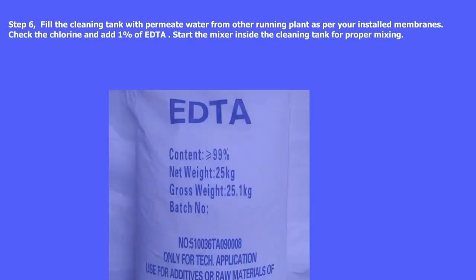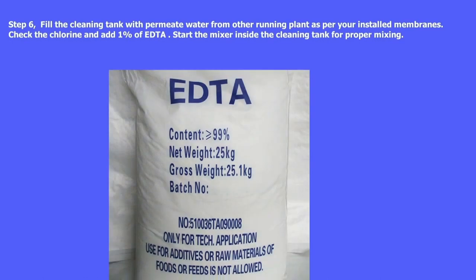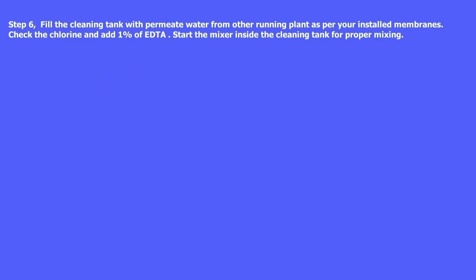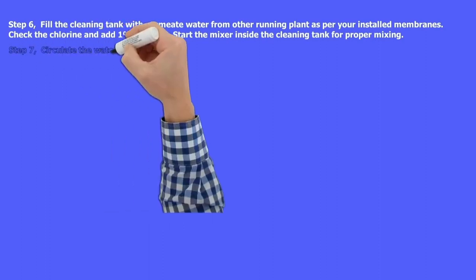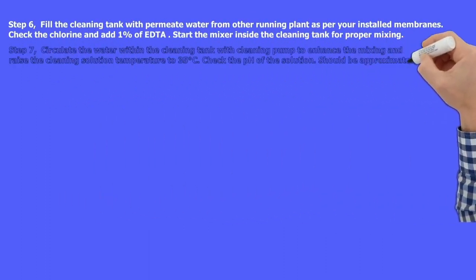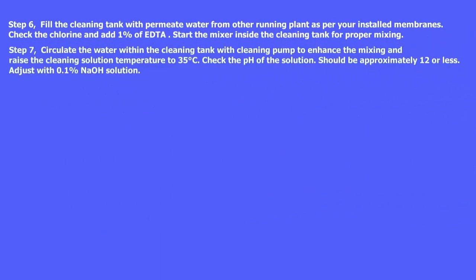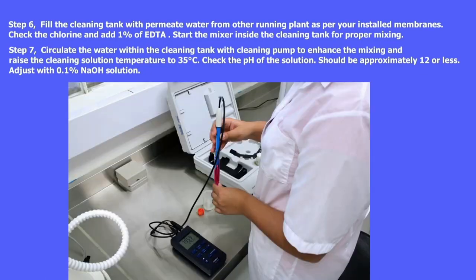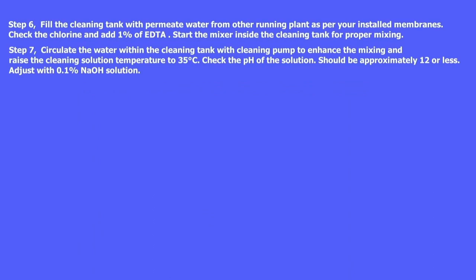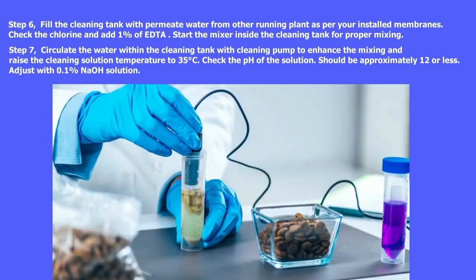Check the chlorine and add 1% of EDTA. Start the mixer inside the cleaning tank for proper mixing. Step 7. Circulate the water within the cleaning tank with the cleaning pump to enhance the mixing and raise the cleaning solution temperature to 35 degrees Celsius.